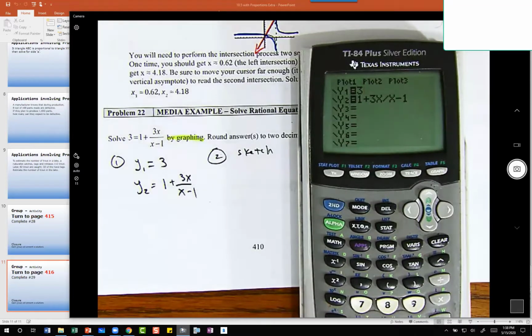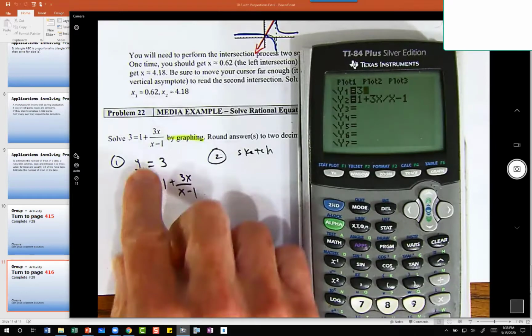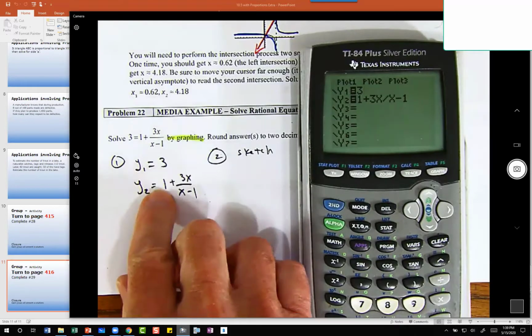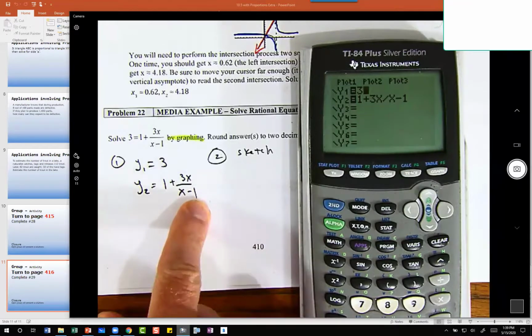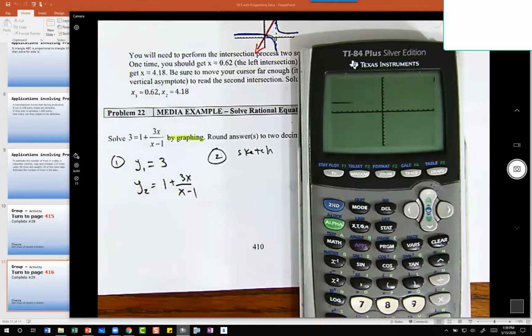Here's my graphing calculator. I got the left side 3, and I got 1 plus 3x divided by x minus 1. I hit the graph button. I'm using the standard window, and I get this picture. How many of you got that picture? Okay, got one. Wow.